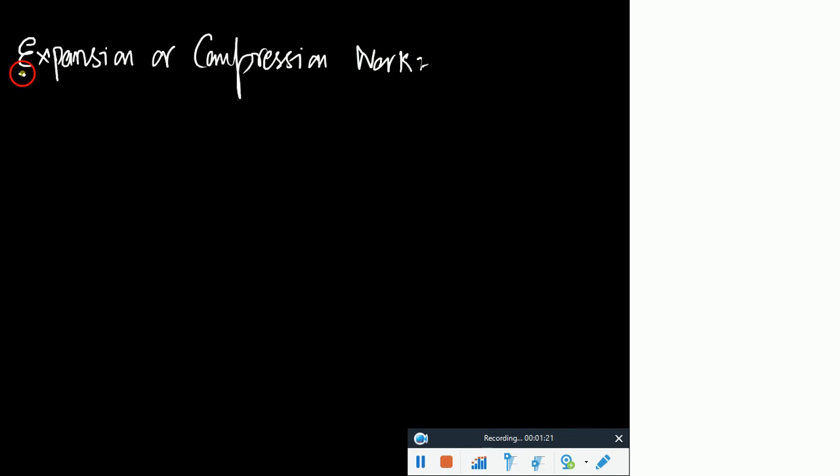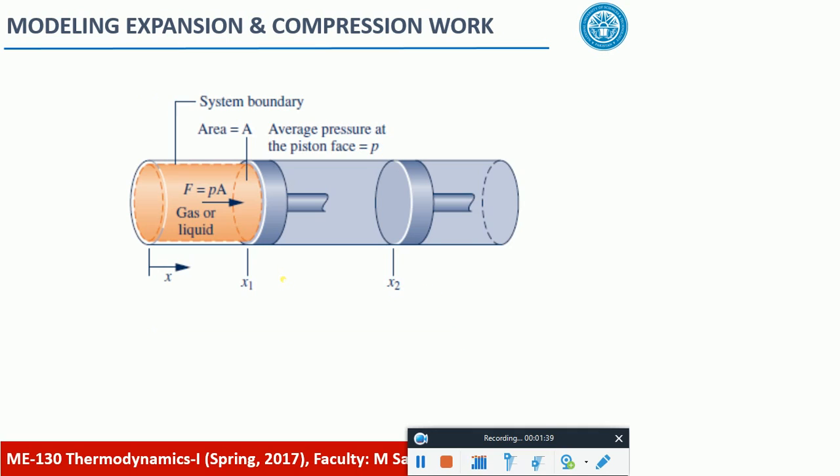So I am going to talk about expansion or compression work. And the system which we are going to talk about is gas in a cylinder. To derive that, just look at this system. We have a piston cylinder arrangement.